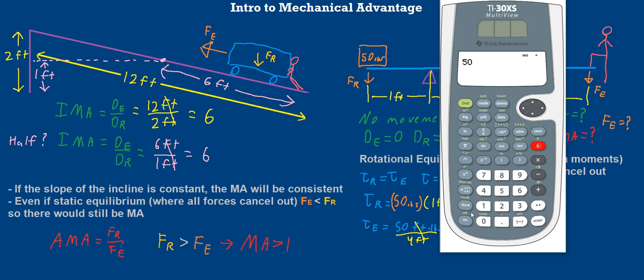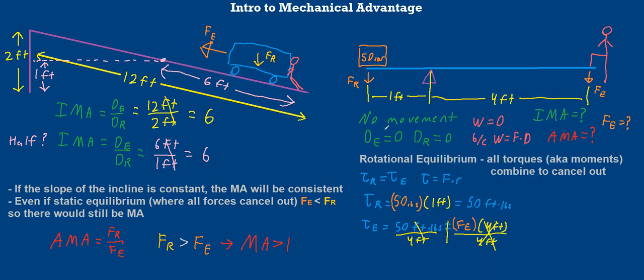So we pull out our handy-dandy calculator to figure that out. What is 50 divided by 4? And you might be able to do this in your head, but just in case, let's use our calculator. And we get 12.5. So we'll say our effort force equals 12.5 pounds. And if we know our effort force, then we can solve for our AMA. Remember, the formula for AMA is FR divided by FE, and FE was the only thing we were missing.